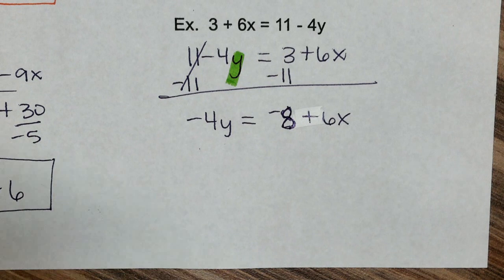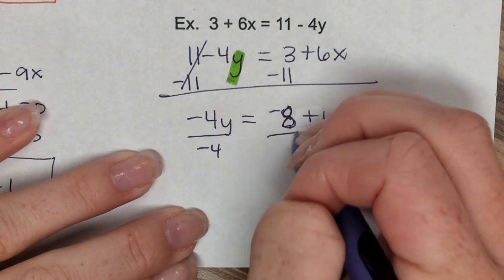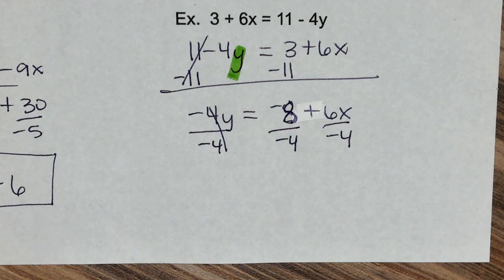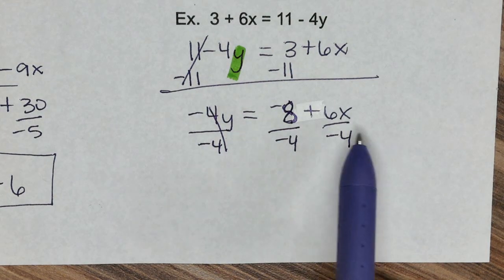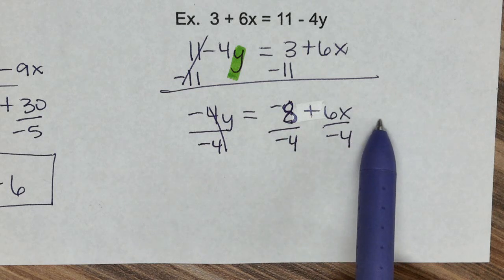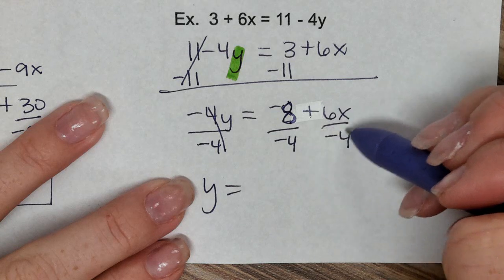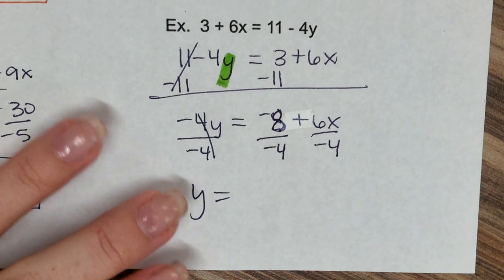Now how do I get rid of the negative 4? Divide everything by negative 4. And now I need to simplify, but which one of these do I want to write first? The one with the x. So I'm going to have y equals. I'm going to write this one first. So what does 6 over negative 4 simplify to?